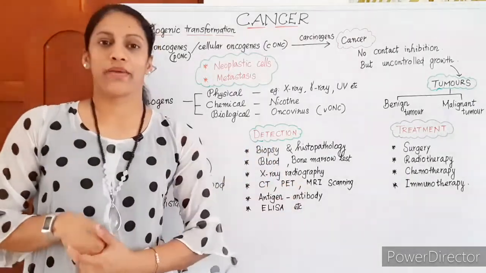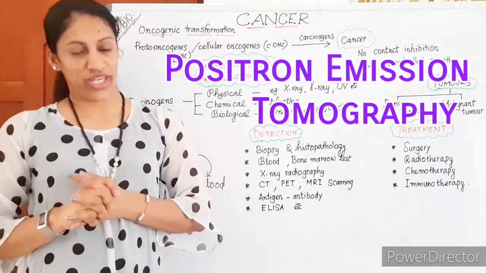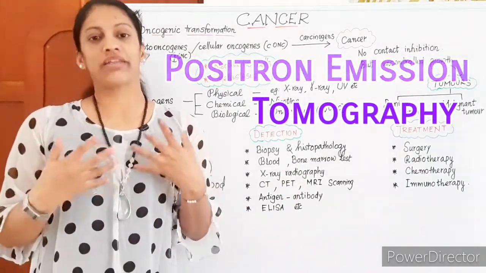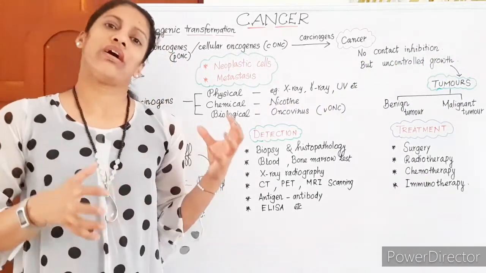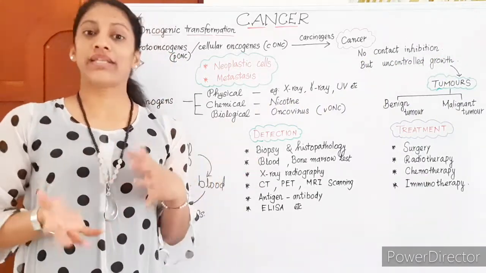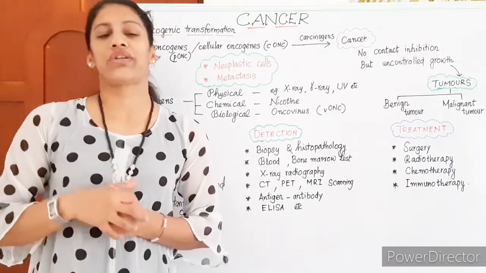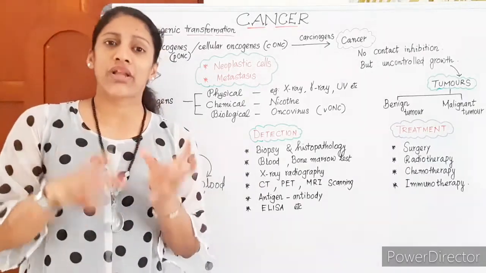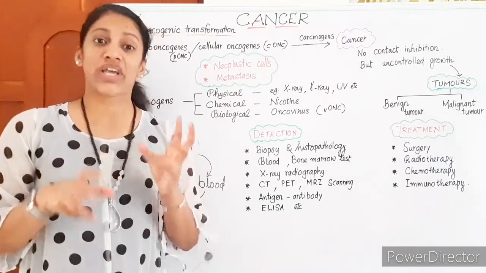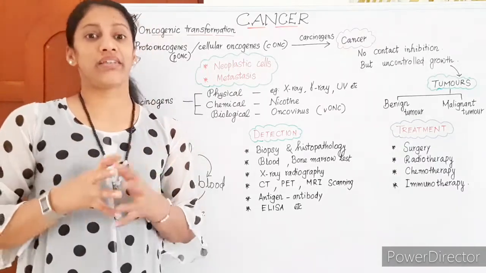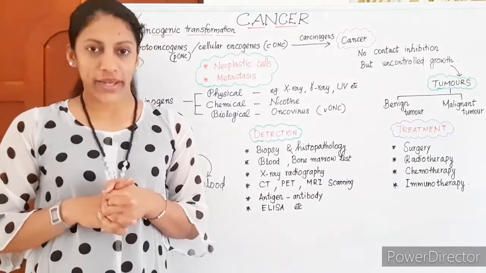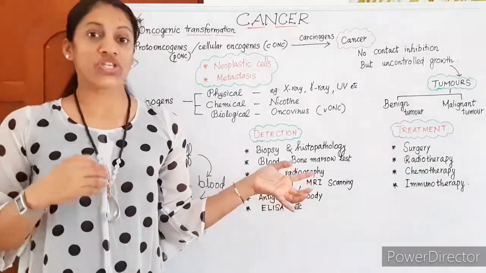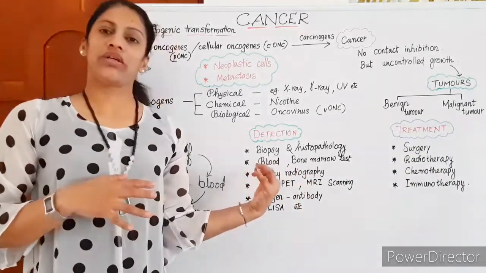Then PET, positron emission tomography. Here the technique is based on the emission of positrons, which will be different in normal cells and tumorous cells. Positron emission tomography will correctly locate and sketch the tumor size and intensity. It's popularly known as PET scanning.